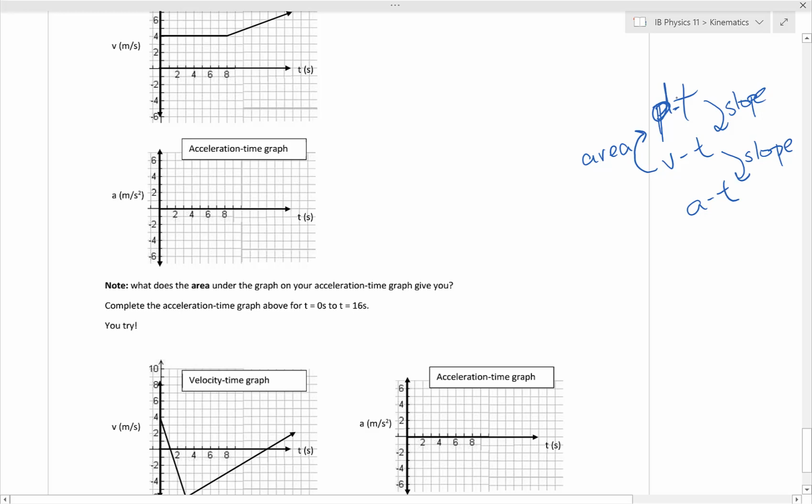Now in this last video, we are going to talk about acceleration time graphs and how everything fits together. In fact, I want you to predict what would you get if you find the area underneath an acceleration time graph. Okay, so let's get to that, okay?